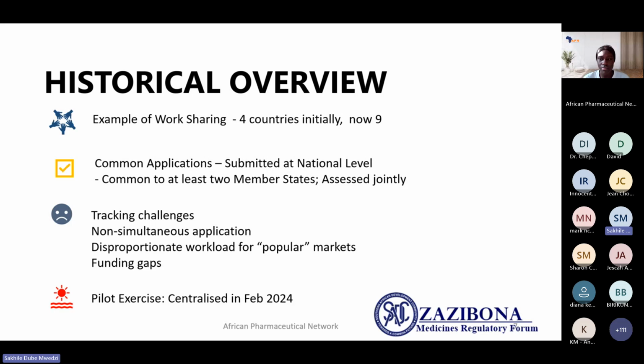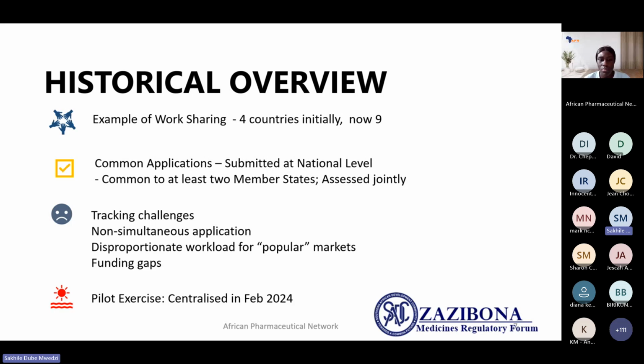But then what was important was a reason to actually share the work. And so what would then be a critical factor was that at least 2 member states had to have the same application. Otherwise, you can't talk about sharing if only one person has that application. So a list would then be put together, and that list would actually indicate how many products are there in common. And of those products that are in common, they would then actually be assessed jointly.